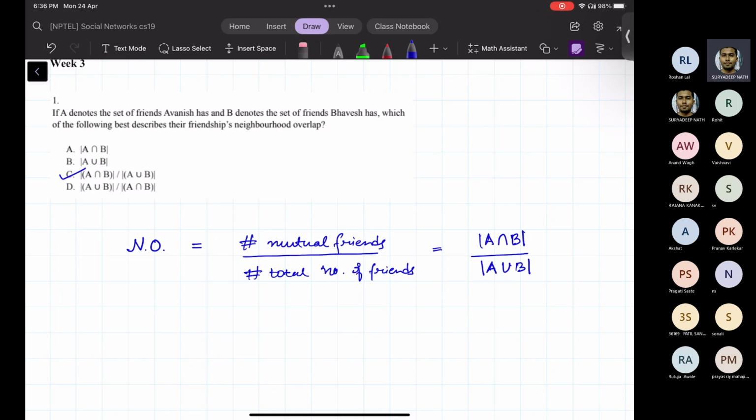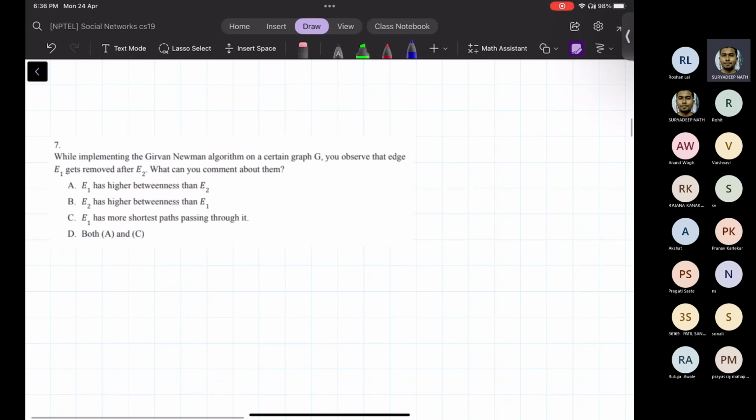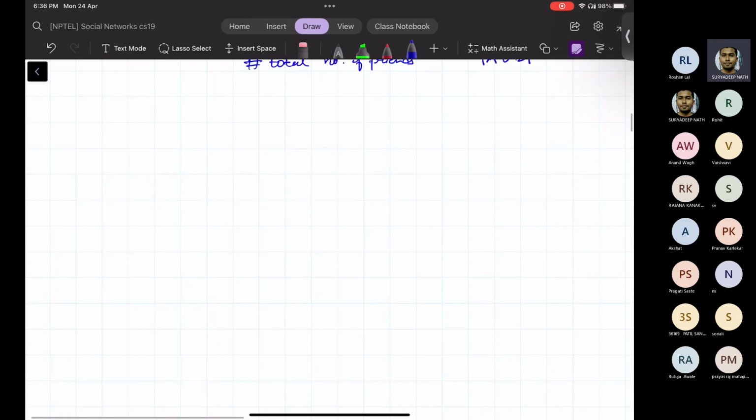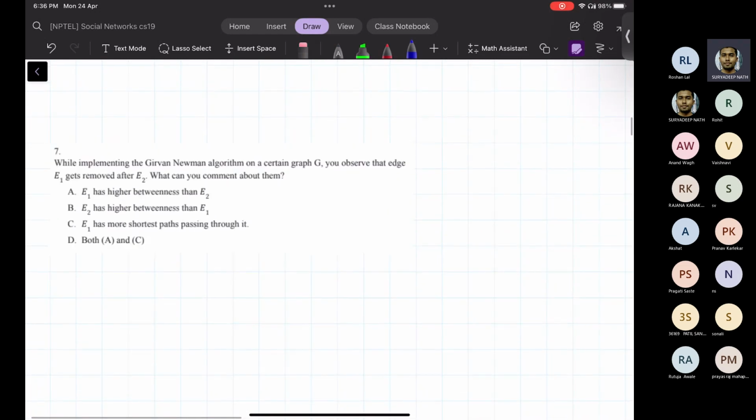Okay, all right, let us move on to question number 7. This is the second question from the week 3 assignment. While implementing the Girvan-Newman algorithm on a certain graph G, you observe that edge E1 gets removed after edge E2. What can you comment about them?